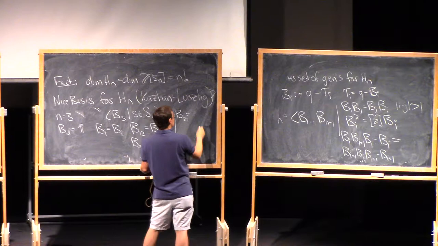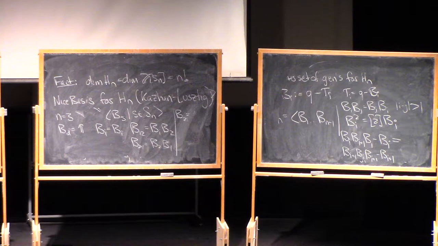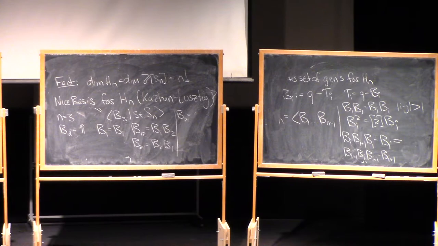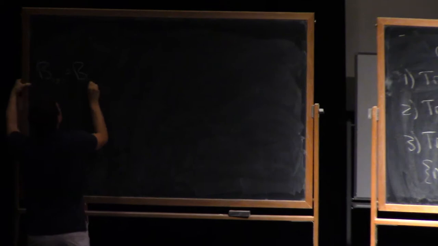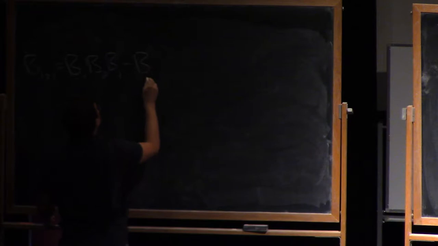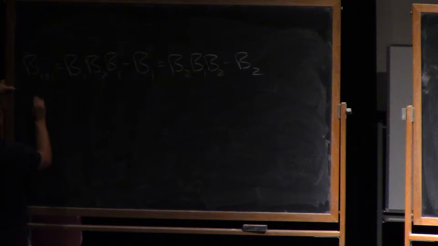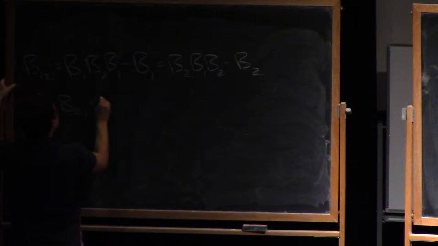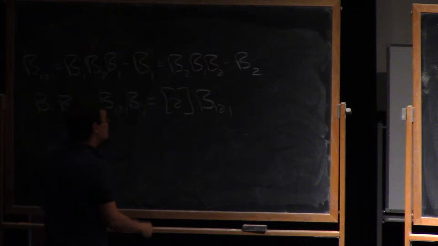let me leave that board up, but let me just go over here. B_121 is B_1 B_2 B_1 minus B_1, which is the same thing as B_2 B_1 B_2 minus B_2. And notice from looking at this, I can see that if I take B_i times this B_121, it's the same thing as B_121 times B_i, which is always just quantum 2 times B_121. And in particular, with respect to this basis, all the structure constants of the multiplication are positive. It's positive powers of q.